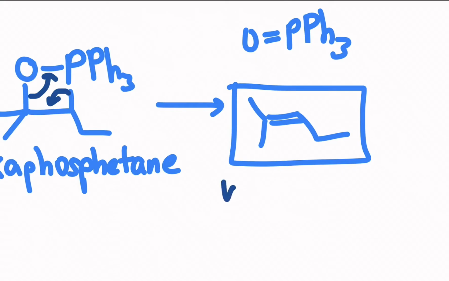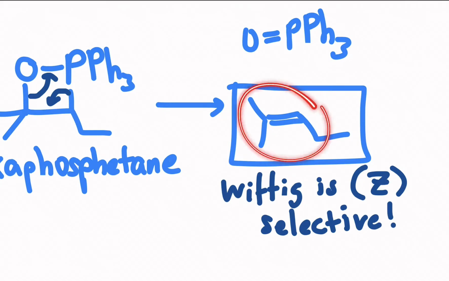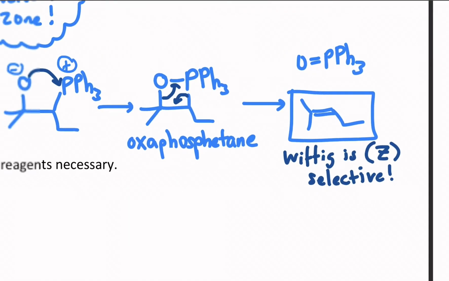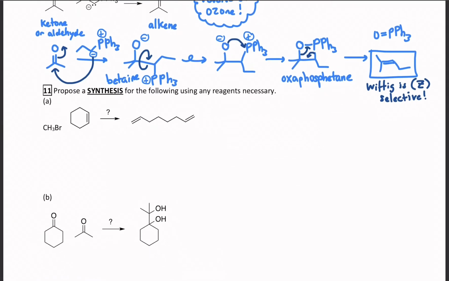The Wittig is Z selective. This particular example of an alkene is neither E nor Z. It's neither cis nor trans. But if we did make an alkene that had alkene geometry, we would selectively get the Z, the cis alkene, even though sterically that looks less stable. And there's a homework problem on the back that has you practice that.